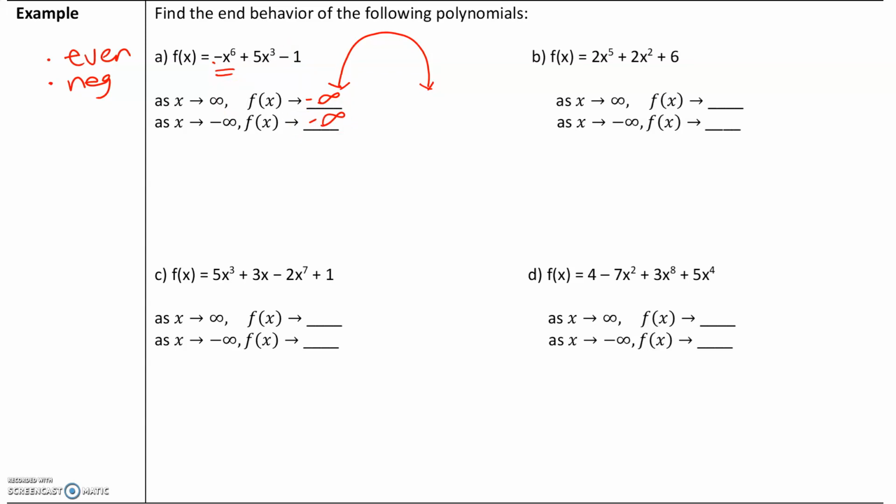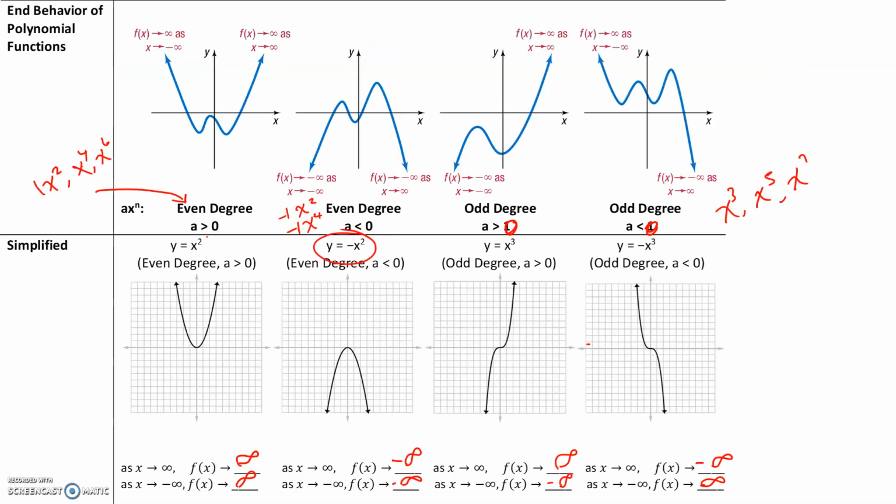Okay, in part B, we got f of x equals 2x to the 5th. So I'm going to ask myself 2 questions. Is the graph even or odd? In this case, the graph is odd. Is my leading coefficient positive or negative? In this case, my leading coefficient is positive. So which graph does that resemble? It resembles the y equals x cubed graph.